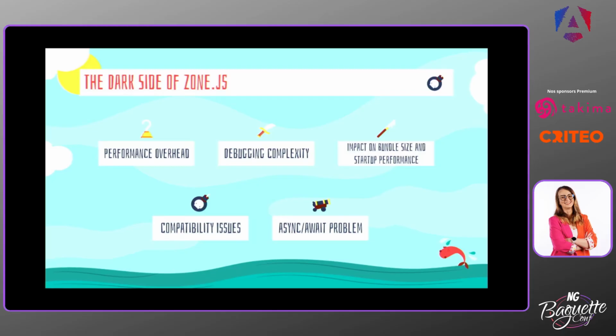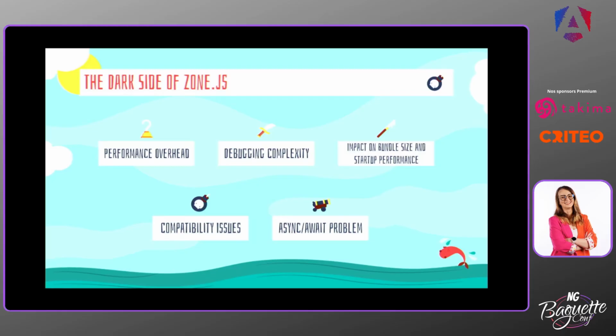Next thing, I said that Zone.js is a library, so it has its own size. It's around 33 kilobytes, so it impacts our bundle size and, of course, initial loading time. And you can think that it is small. Yes, but still it has to be downloaded, parsed, and executed. Next, everything is moving forward, so we could have some compatibility issues, because we have a lot of new browser APIs, and somebody needs to update also Zone.js.